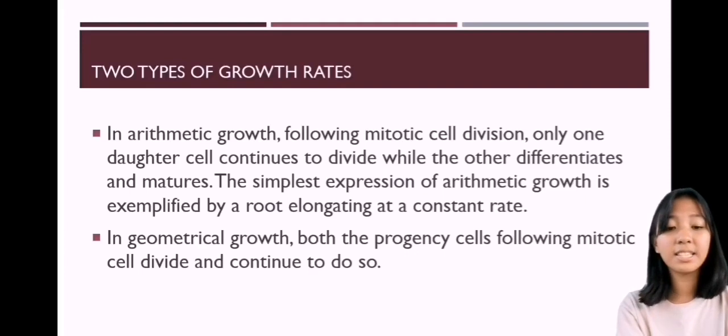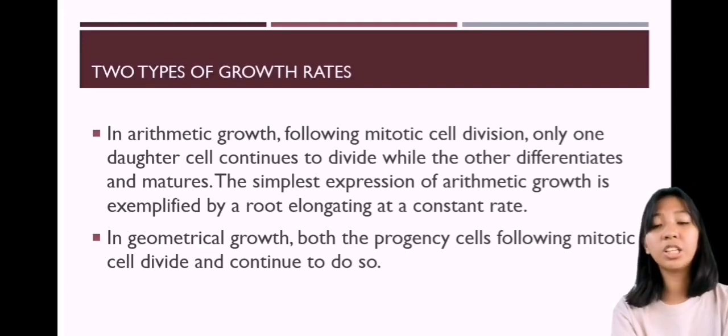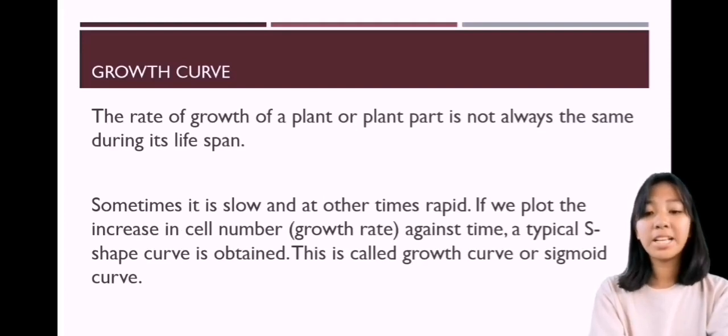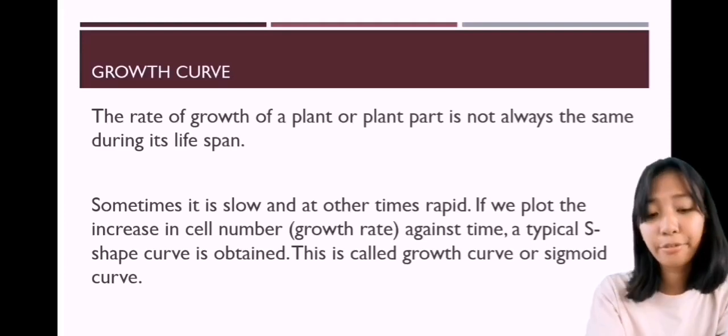The other one is geometrical growth. Both the progeny cells following mitotic cell division continue to divide. The rate of growth of a plant or plant part is not always the same during its lifespan. Sometimes it is slow and other times it is rapid. If you plot the increase in cell number against time, a typical S-shaped curve is obtained. This is called the growth curve or sigmoid curve.